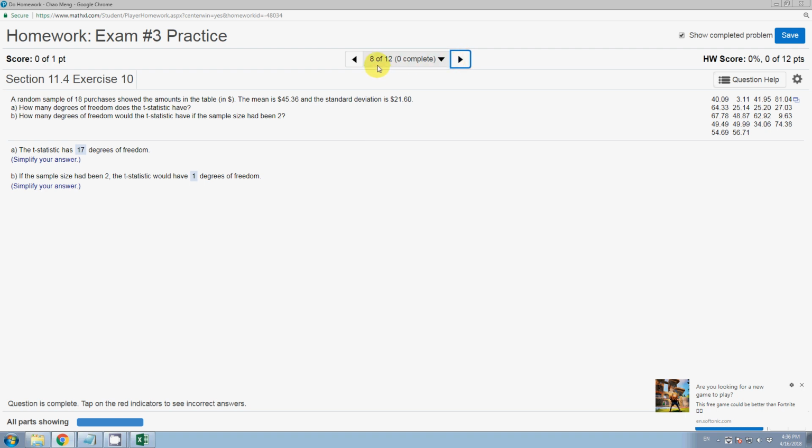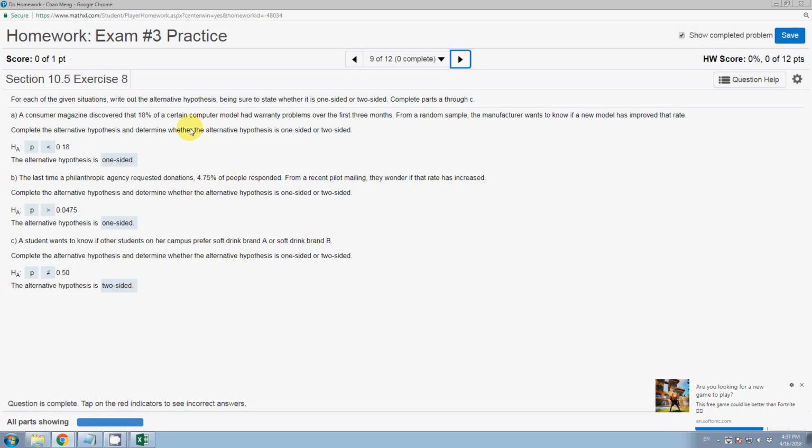Question number 8, we are talking about the t-statistic, the degrees of freedom of the t-statistic. We know the degrees of freedom is equal to the sample size minus 1. What is the sample size? Sample size is 18, so the degrees of freedom is 18 minus 1, which is 17. What if the sample size had been 2? So what would be the degrees of freedom? Still n minus 1, and if n is equal to 2, the degrees of freedom is equal to 1. Okay.